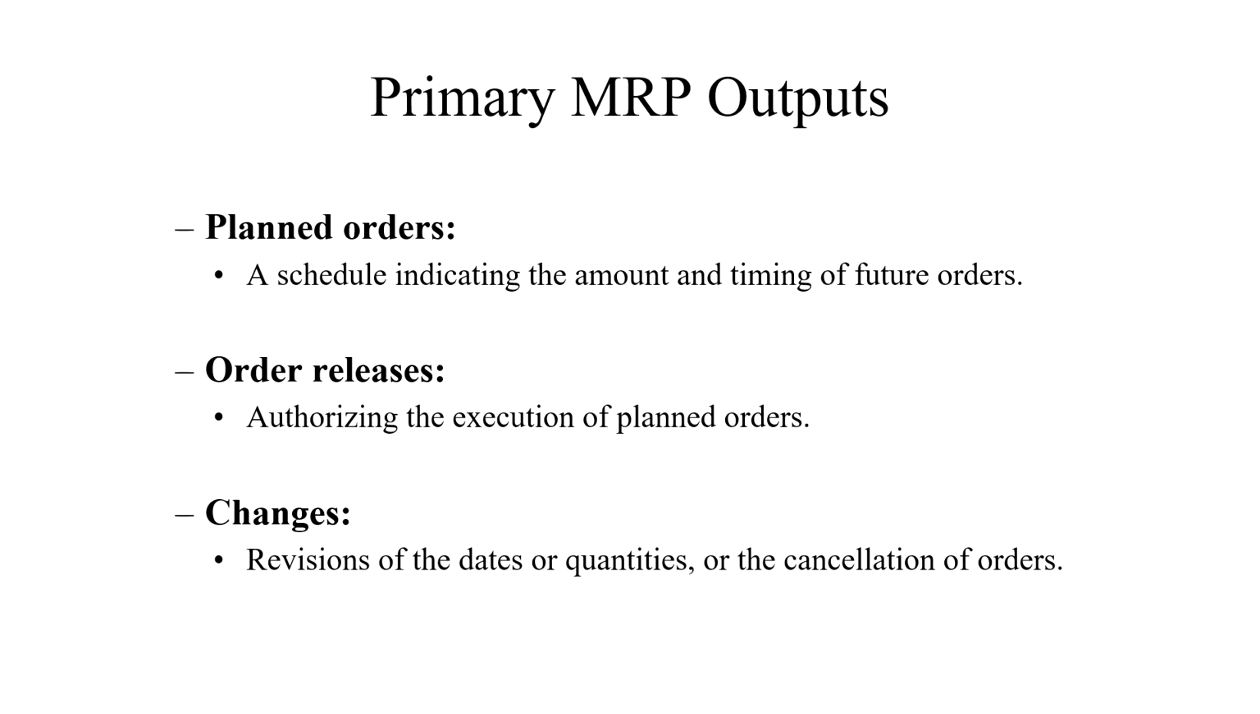Now we have primary MRP outputs. This is the system generating a schedule that allows managers to take action. So planned orders are a schedule showing the amount and timing of future orders. Order releases are the authorization to execute the planned orders, and changes are revisions to dates, quantities, or cancellations of existing orders. This goes through the examples.